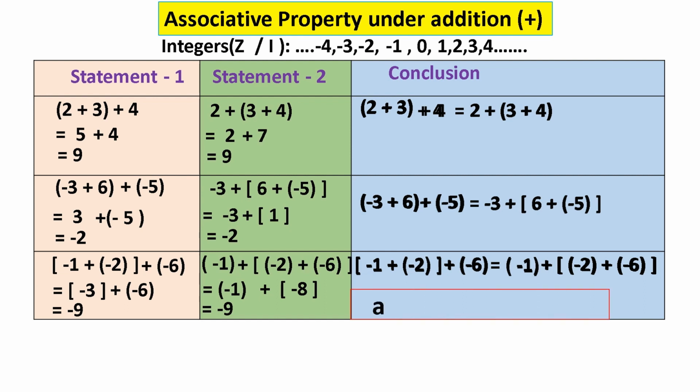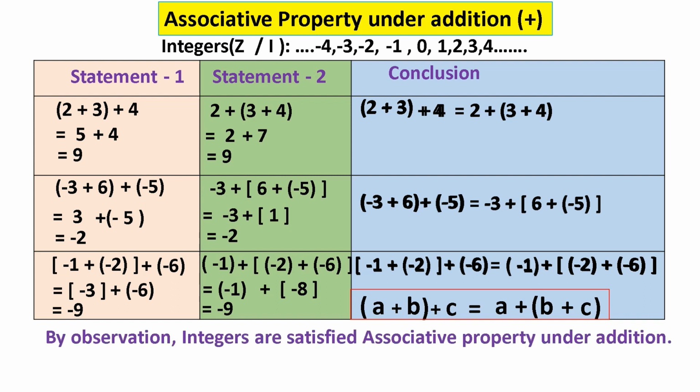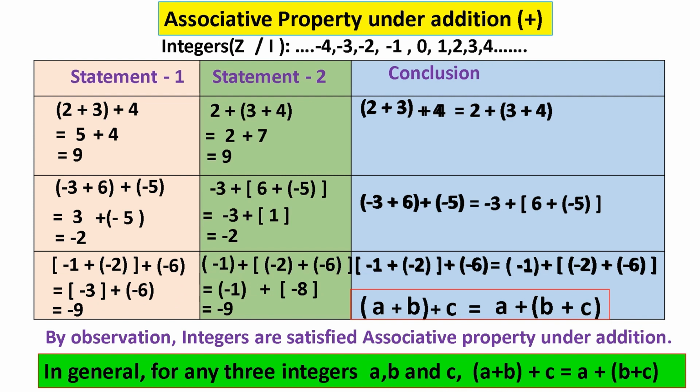Now from this table, here, a plus b plus c, for example a, b, c are integers. If we add a, b, c, adding the first two integers and after that the third one, we get the same answer as adding the last two integers to the first one integer. Now by observation, integers satisfy the associative property under addition.